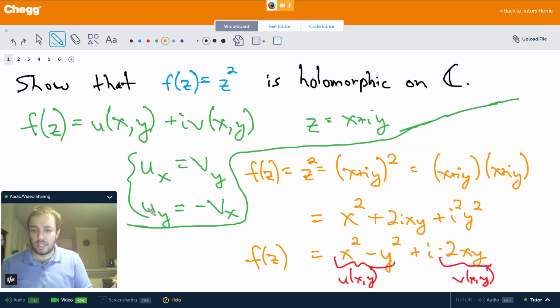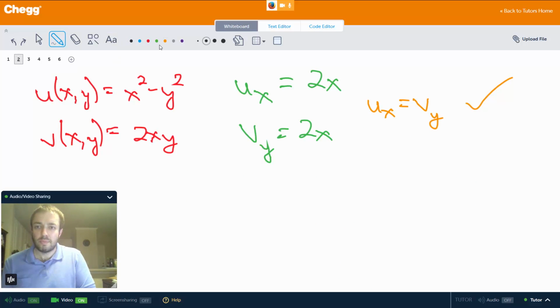Now we want to check that the partial of u with respect to y equals negative the partial of v with respect to x. So let's go ahead and do that. So the partial of u with respect to y is actually negative 2y. Remember, treat x like a constant for this, and then we have minus y squared becomes minus 2y when we take the derivative.